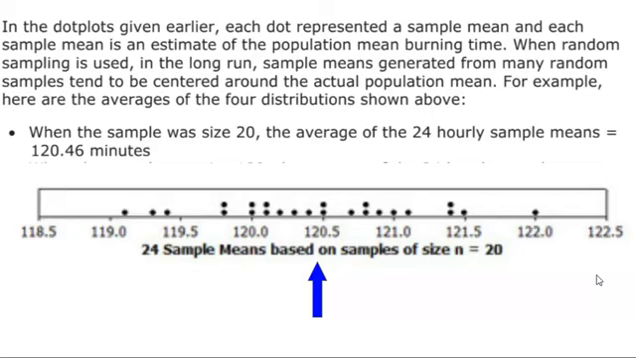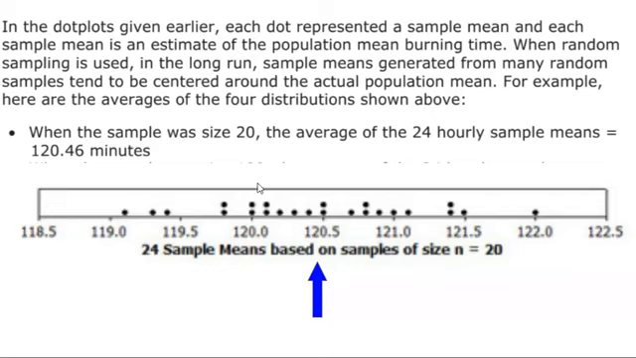So the sample is the small group that we are taking out and testing from the population. And the population would be all of the flares in this case. So if you take all of these sample means and you find the average of the averages, then you have a pretty good estimate for the population mean.